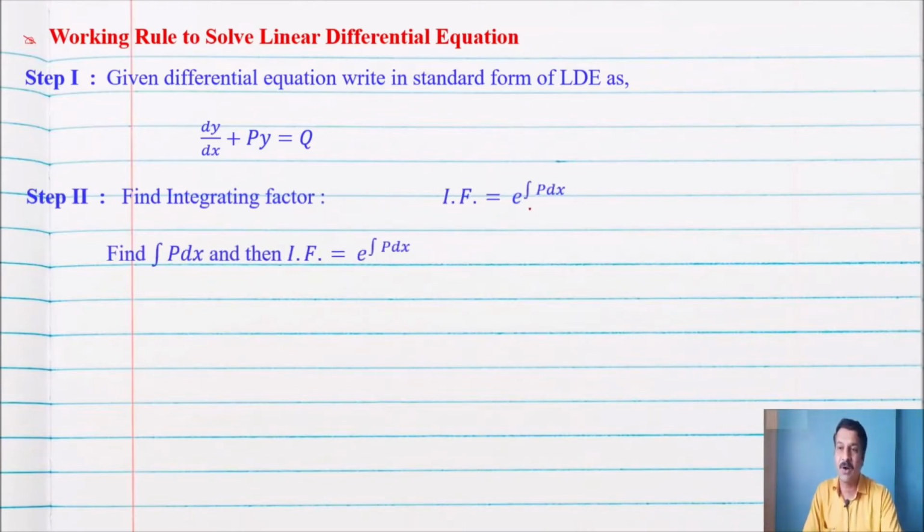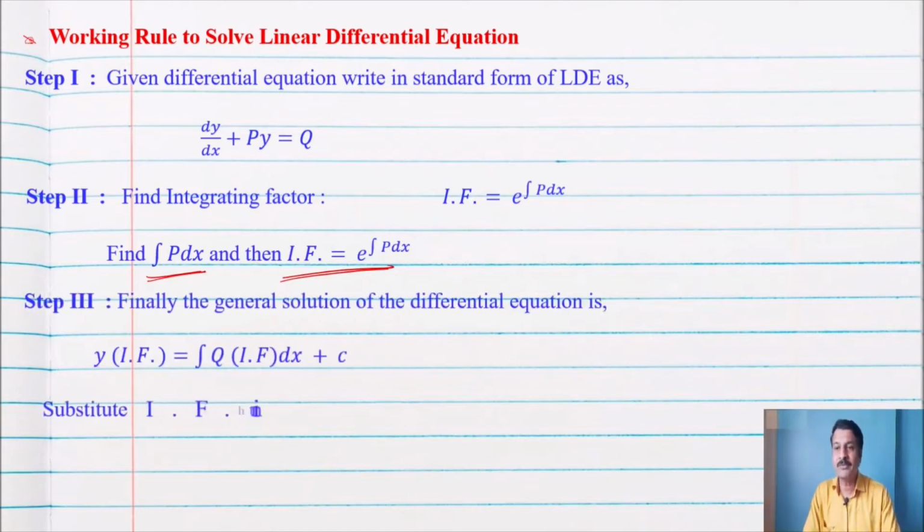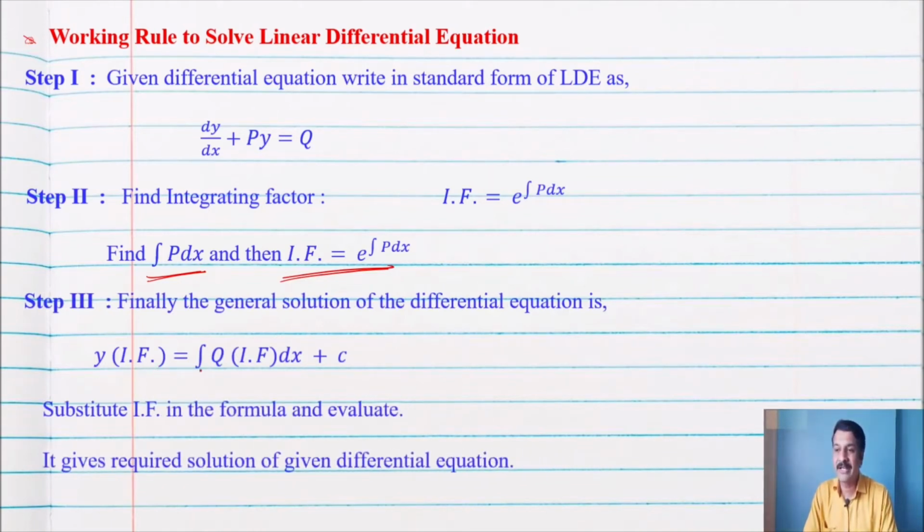Then step number 2, find the integrating factor. Integrating factor means what? e raised to integration of p dx. It means that you first find the integration of p dx and put it here. So I will get here the integrating factor. And in step number 3, you find the general solution of the differential equation. The formula is y into I.F. equal to integration of q into I.F. dx plus c, which is your final answer or required solution of the differential equation.